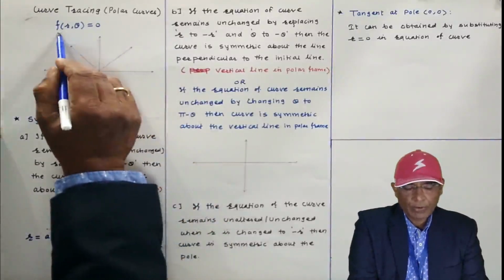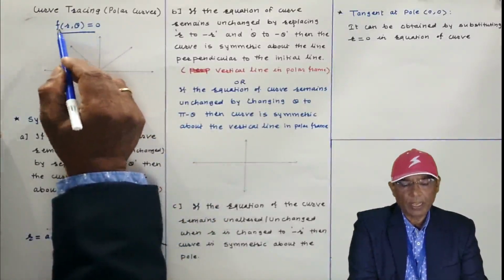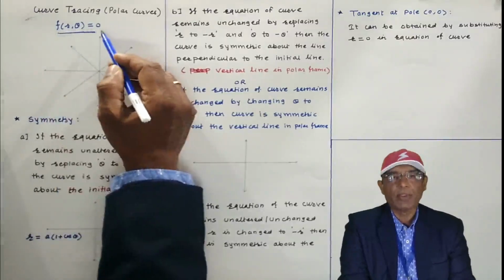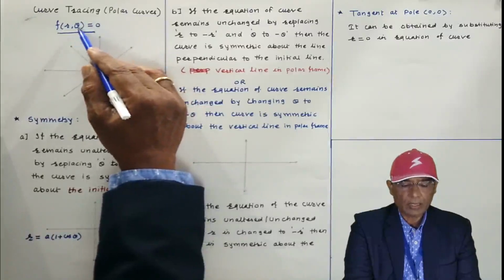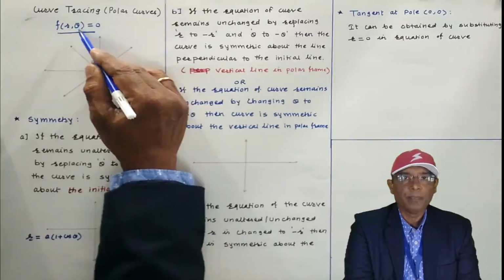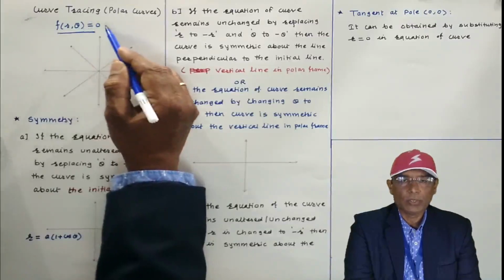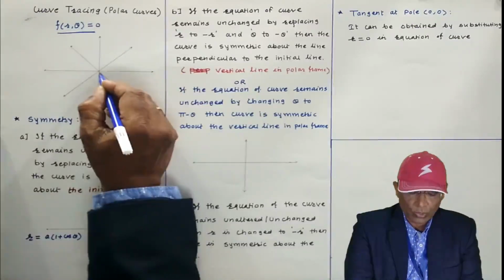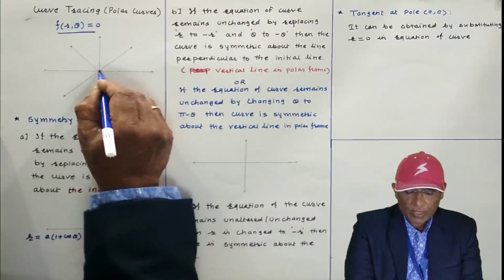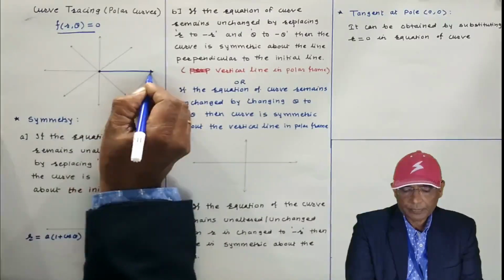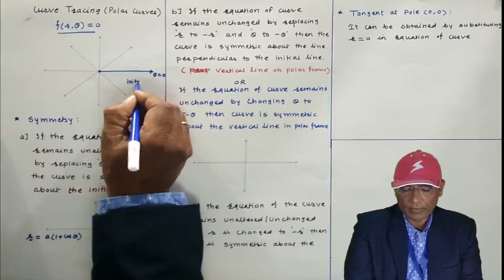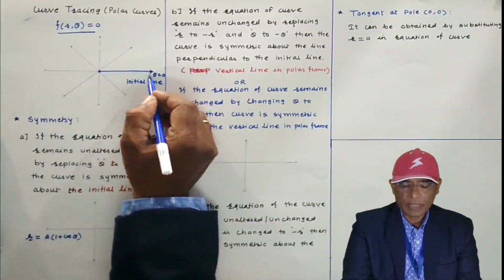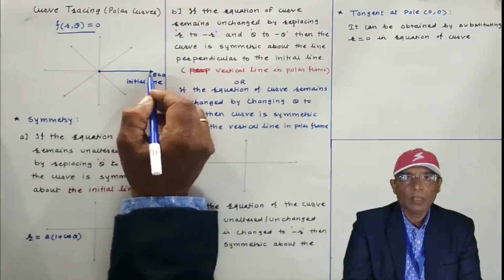So what is the polar frame? See, here the equation of a polar curve is f of r, theta equals 0. This equation of the curve contains r and theta. r is the radial distance and theta is the angle between the radius vector and the horizontal line. You may call it the initial line also. In the polar frame, this line, theta equal to 0, is called the initial line, because theta equal to 0 makes an angle of 0 degrees with itself.